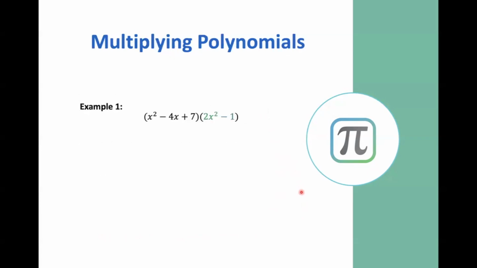Multiplying polynomials is a bit more tricky because you have to multiply each term within one set of brackets by each term within another set of brackets. And it can be quite easy to miss out a combination. In this example, what I've tried to do to show this is highlighted in the second bracket 2x squared in green and then the -1 in blue.